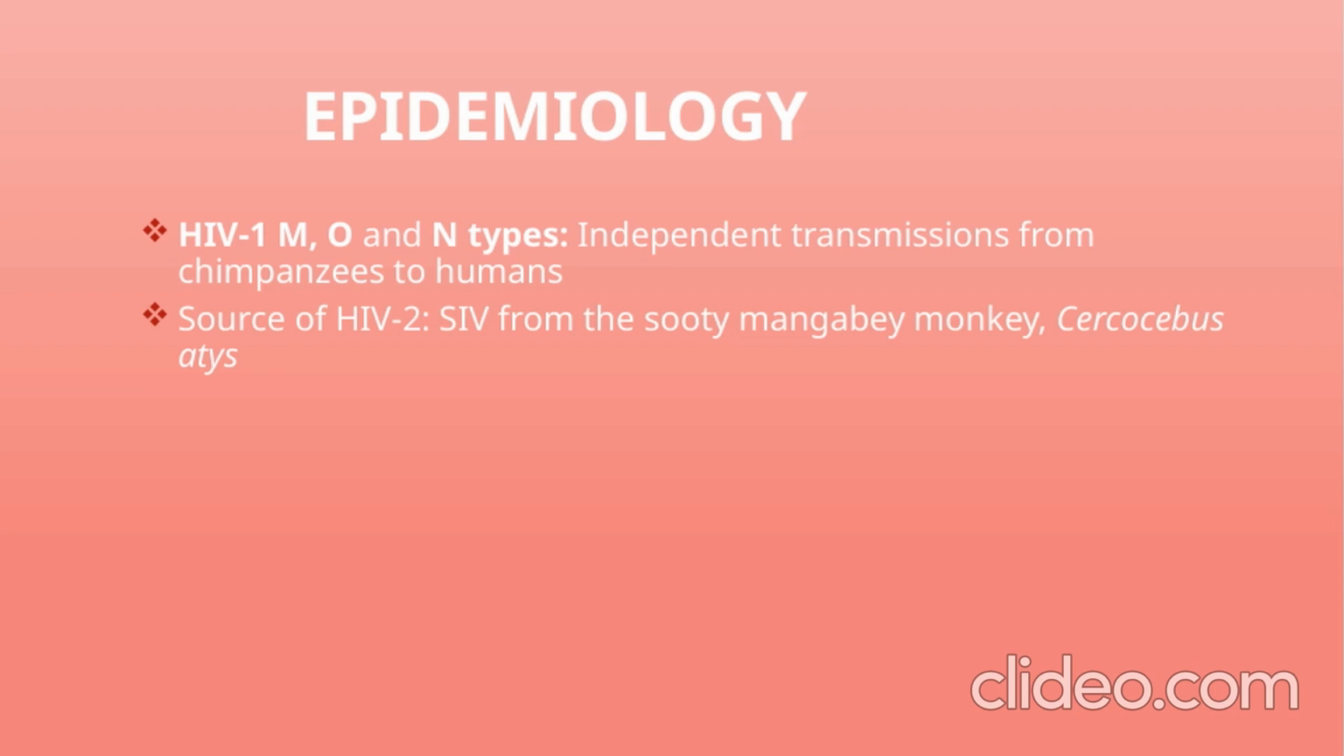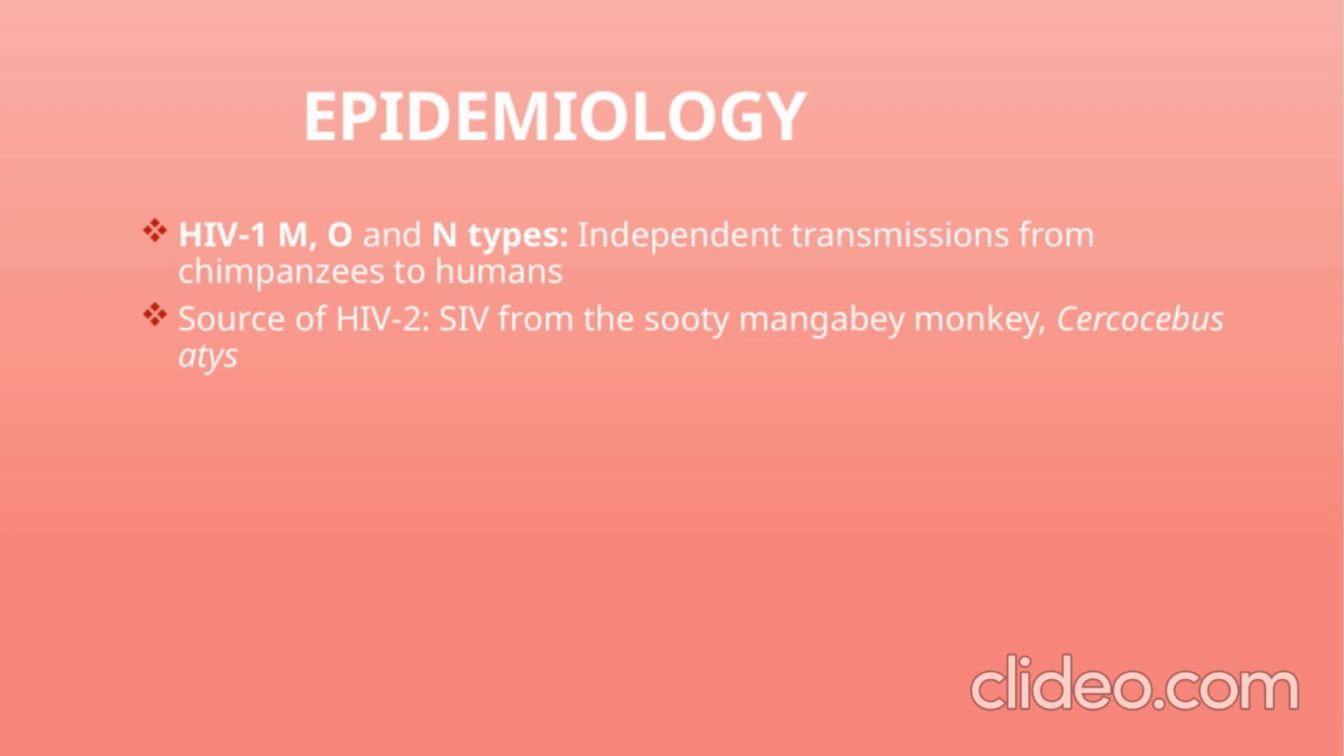Now, moving on to HIV-2, which is less common but still significant. Its source is traced back to a different primate, the sooty mangabey monkey, known scientifically as Cercocebus atys. This indicates that HIV-2 originated from SIV, the simian immunodeficiency virus, that was transmitted from these monkeys to humans.